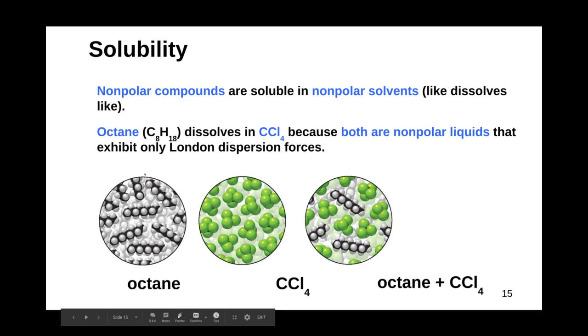So octane is the most common hydrocarbon we combust in our gas tanks. When you see octane 95 on the gas when you fill up your car, if you do drive a car, of course, we're combusting octane mostly. There's some other stuff in there, but mostly octane to power our cars. So if you ever mix gasoline and water, you'll know that they separate because gas is nonpolar, water is polar. There's no like dissolving like here.